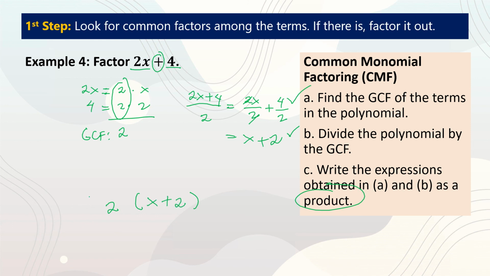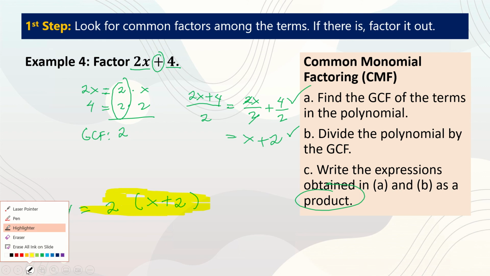There you go. This is the answer. So the factor is just 2 times the quantity of x plus 2.